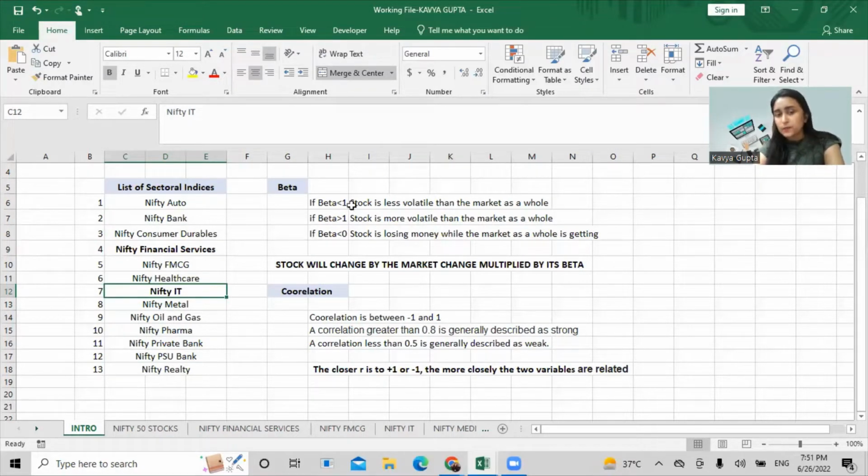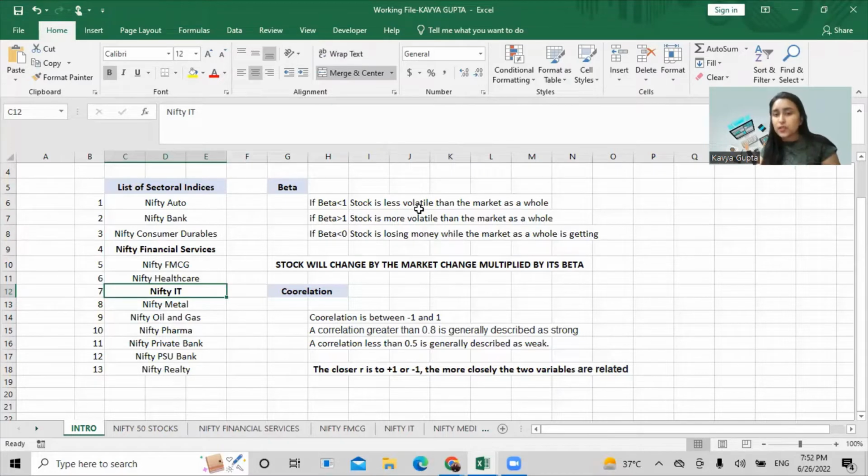Like I said, beta, we know, the market beta is 1. Beta more than 1 means the market is more volatile. Beta less than 1 means the market volatility is low, and we can invest in stocks with low beta when the markets are not performing well or they're falling. And the opposite goes for when the markets are bullish and we expect a positive outcome out of the market.